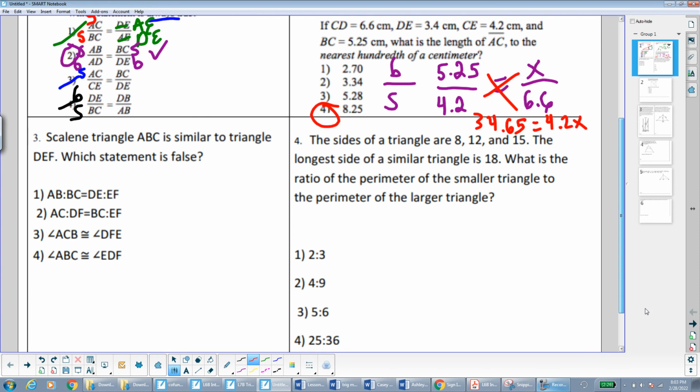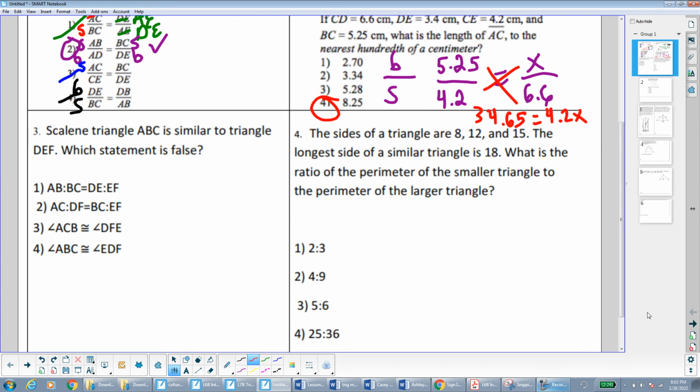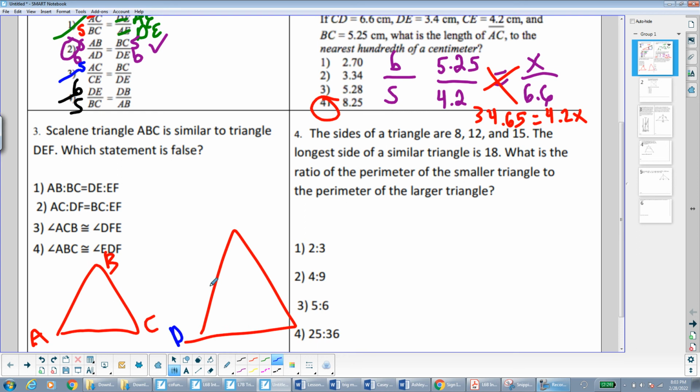Scalene triangle ABC is similar to triangle DEF. Which statement is false? Okay, let me draw some diagrams. So if this is A, B, C, then over here, this is D, E, F. They're similar triangles. Remember, corresponding angles are congruent and the corresponding sides are proportional. So let's go choice by choice.